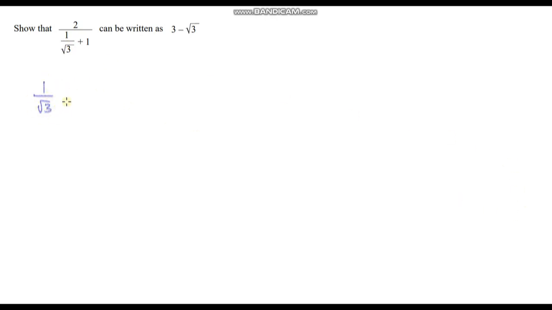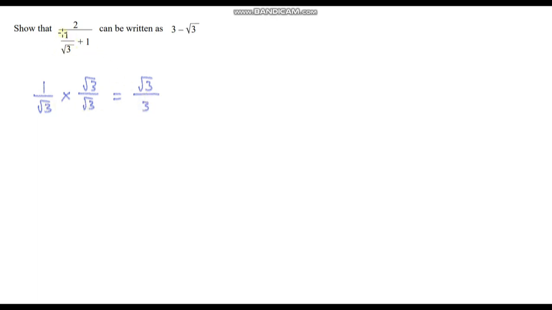To rationalise this, I can just multiply by root 3 over root 3. Again, we're just multiplying by 1, so we're not changing the value of the expression. But when we do this, it will eliminate the surd in the denominator. So 1 times root 3 is just root 3. Root 3 times root 3 is 3.